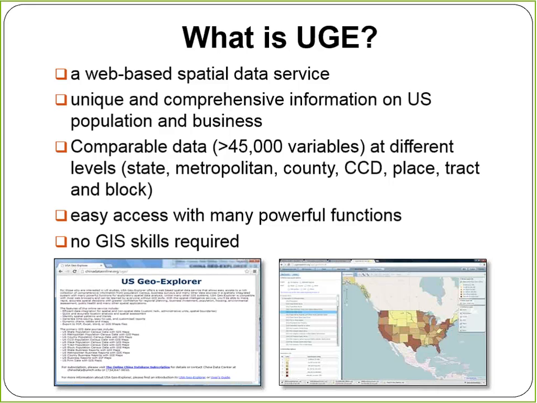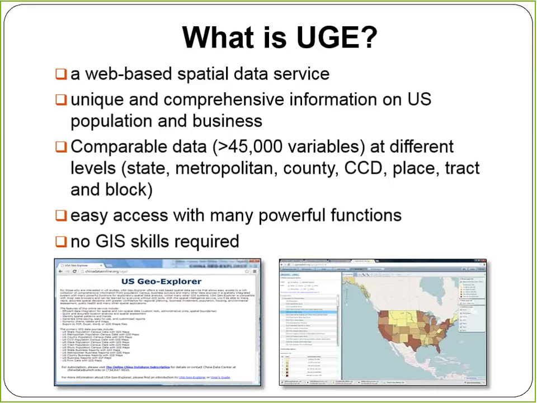So the US Geo-Explorer is a web-based spatial data service, so you don't have to install any software, just use the web. It provides much unique and comprehensive information on the US population and business. Now in the US, a lot of data you can actually get access to from the government side, so what kind of unique information can we provide here? And actually, the data we provide here, you probably cannot get from the public domain.